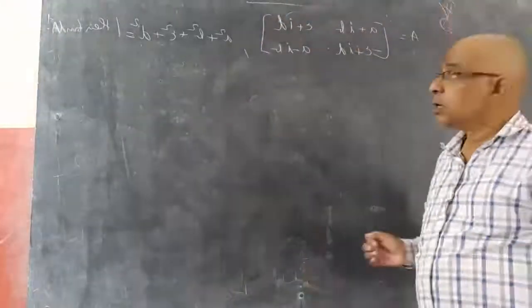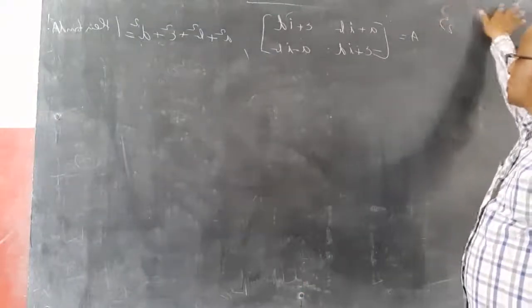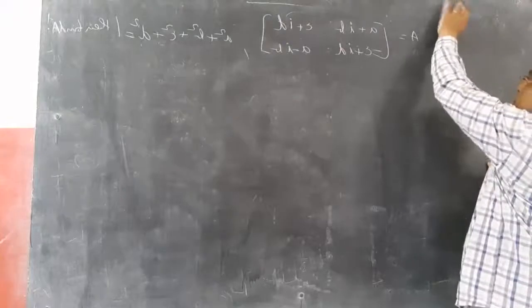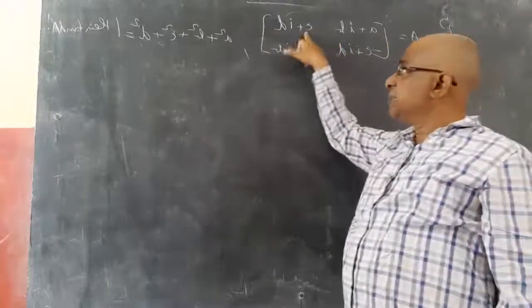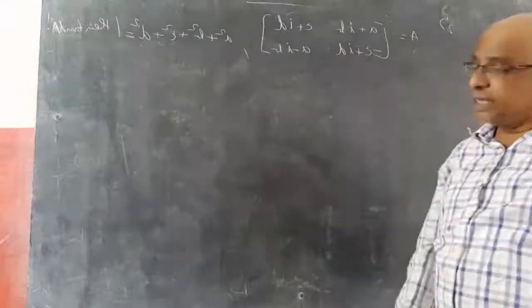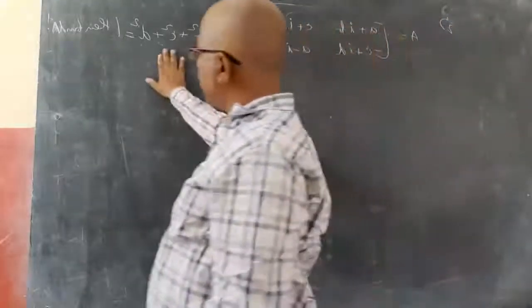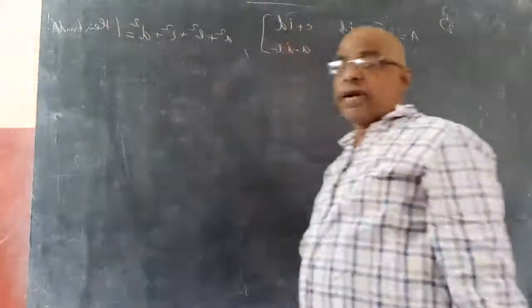Next one. Second one. First row one. Second one. A equals [a + id, c + id; -c + id, a - id], and a square plus b square plus c square plus d square equals 1. Then find A inverse.